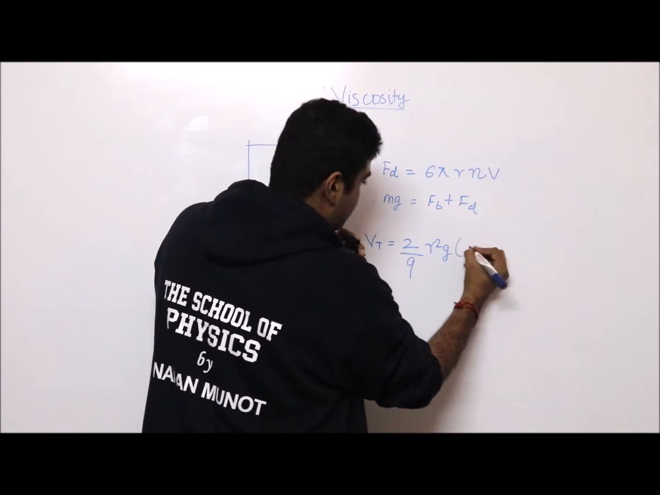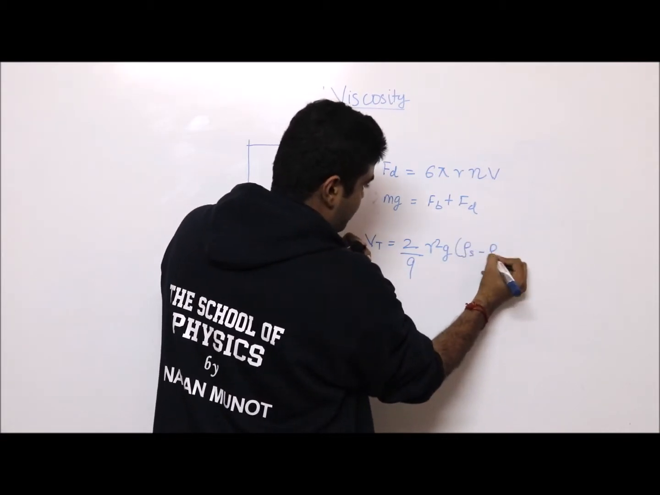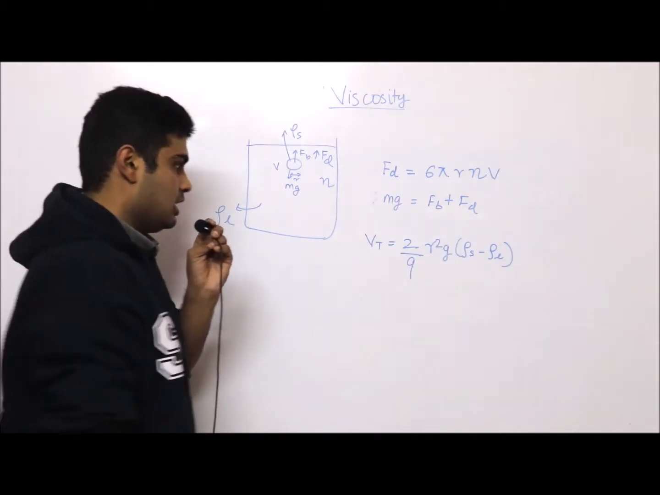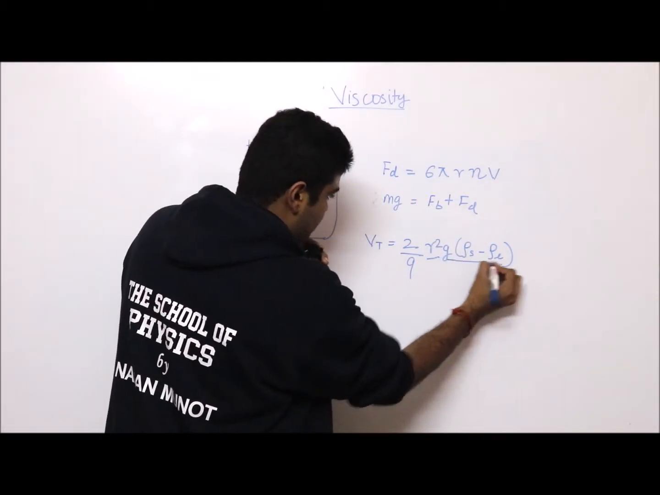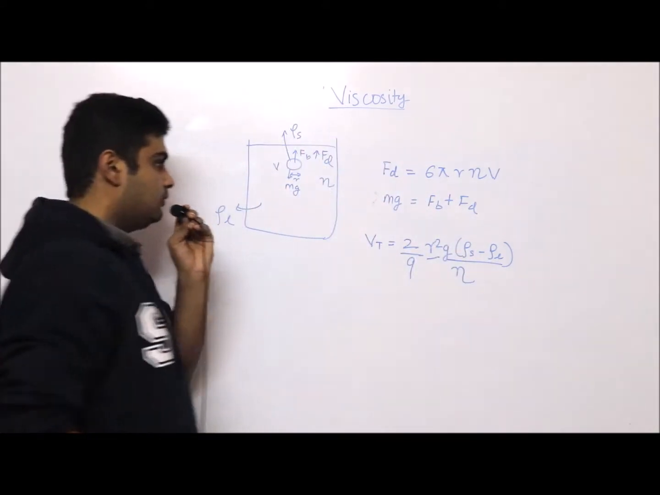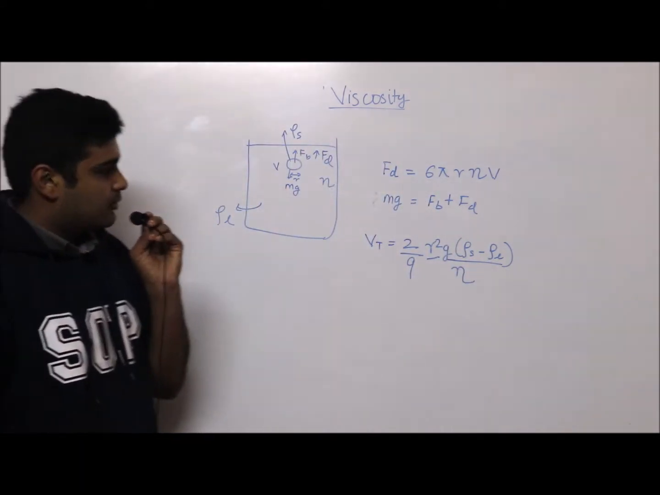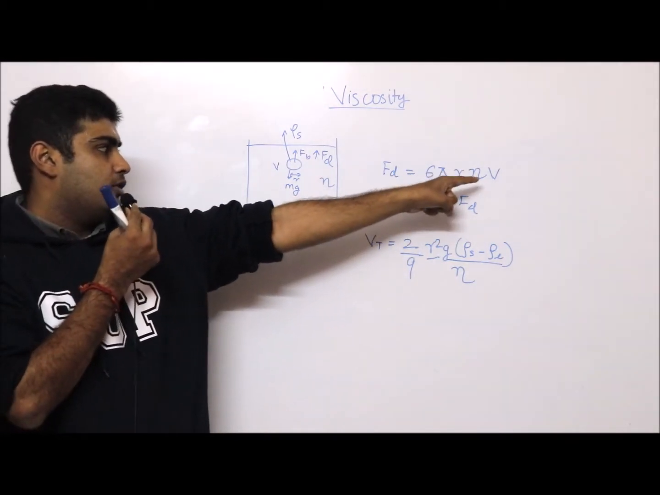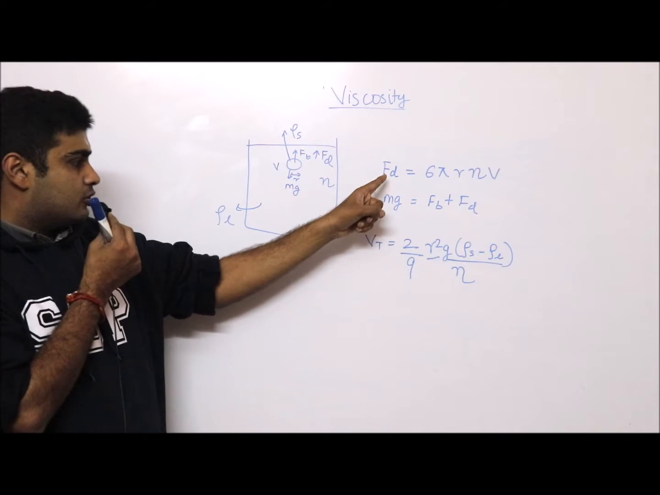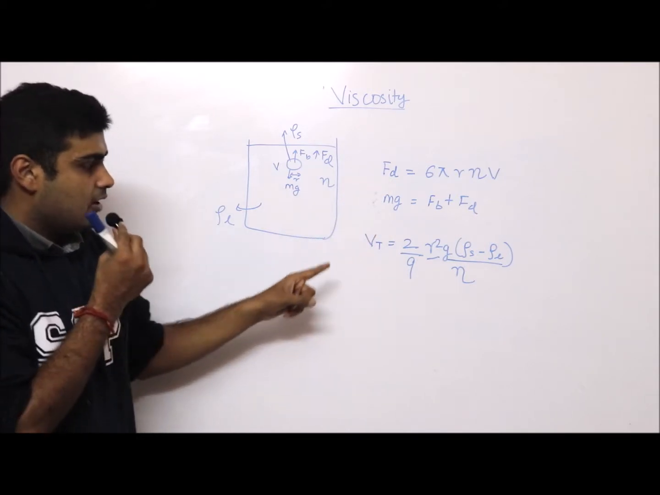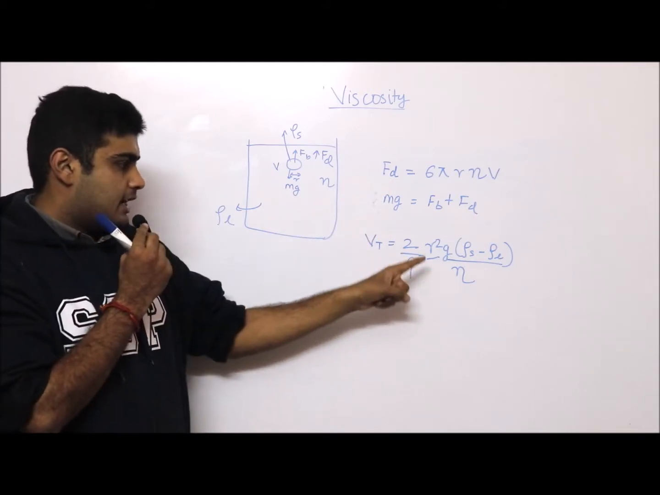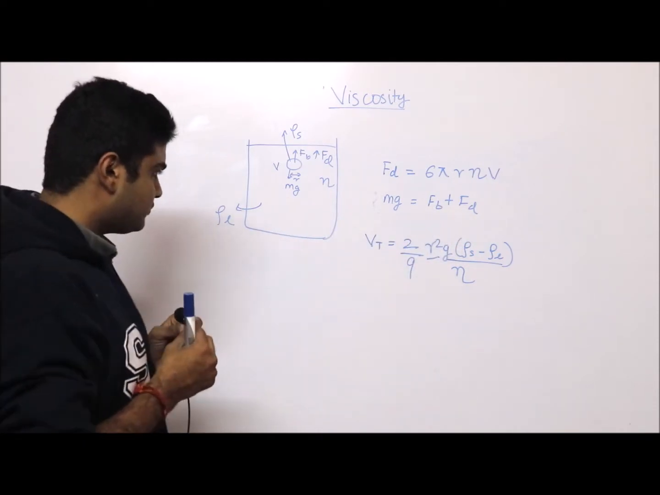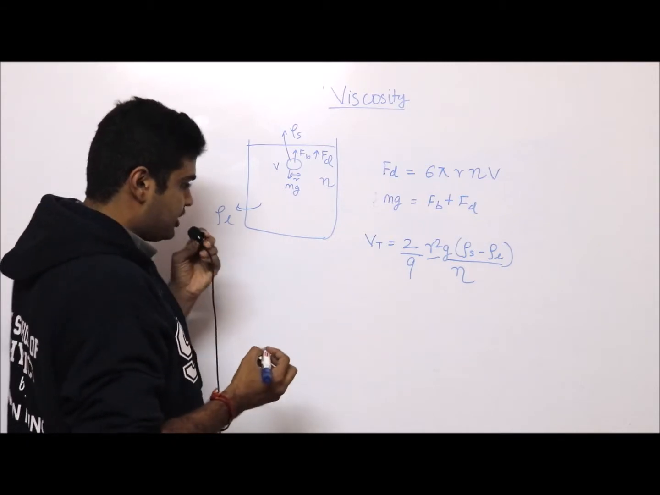R square by g into rho s minus rho l, that is density of solid ball minus density of the liquid, upon the dynamic viscosity of the liquid. So this is the formula of terminal velocity. Both are very direct questions asked directly: 6 pi r into n into v, and this is the force of drag, and this is the terminal velocity, which is equal to 2 by 9 r square g rho s minus rho l upon n.